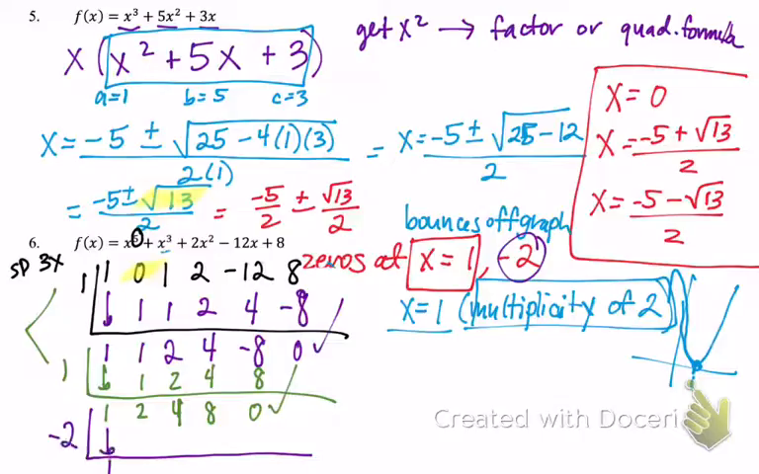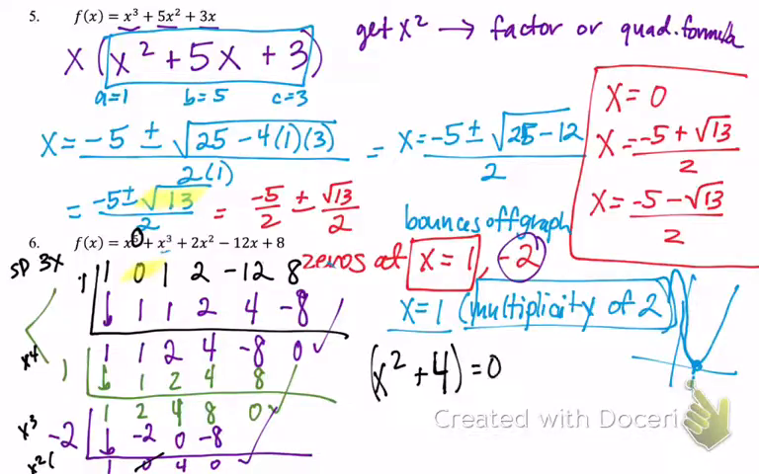And then I'm going to divide it one more time by -2: -2, 1, -2, 0, 0, 4, -8, 0, check. So now this is in terms of x squared, so it went from x to the 5th to x to the 4th to x to the 3rd to x squared. So it is like saying x squared, no x, plus 4, that equals 0. You end up getting imaginary numbers.